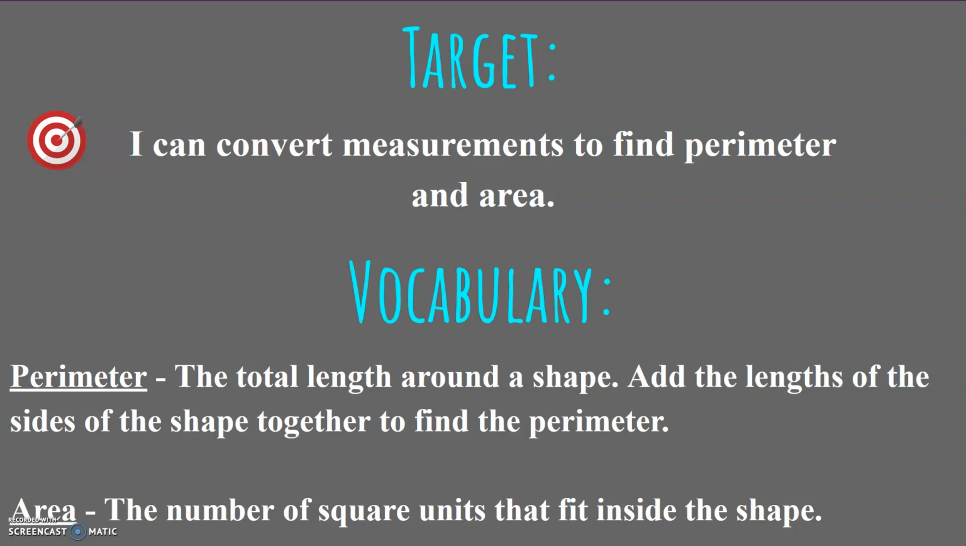Area is the number of square units that fit inside the shape. Emphasis on square units. Remember that when we annotate units of area, we put units squared, square units, use the little 2, that means square, up in the upper right-hand corner, or any combination of the 3. So area, the inside, perimeter, the outside.